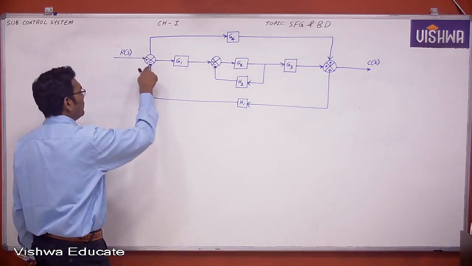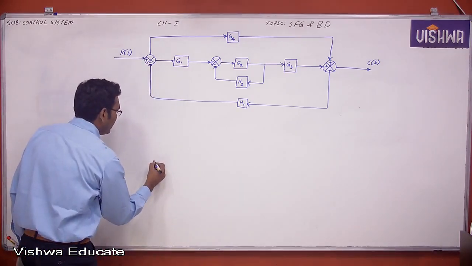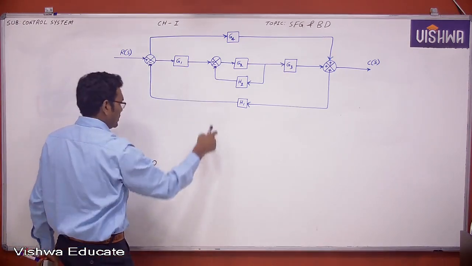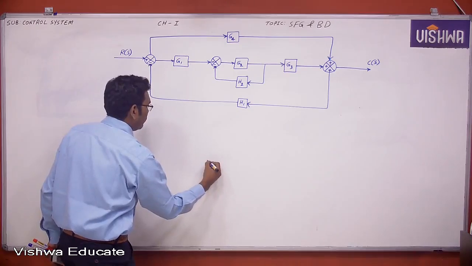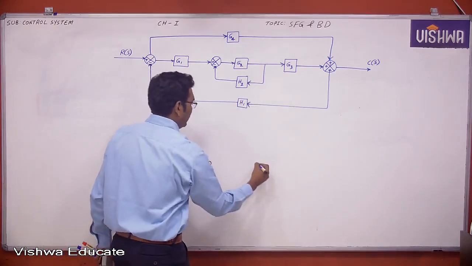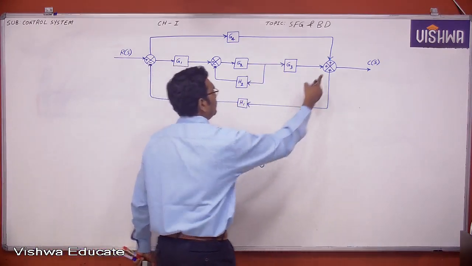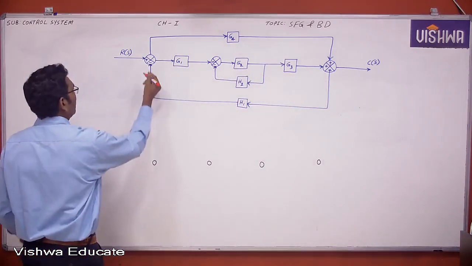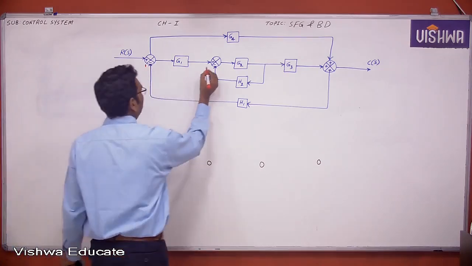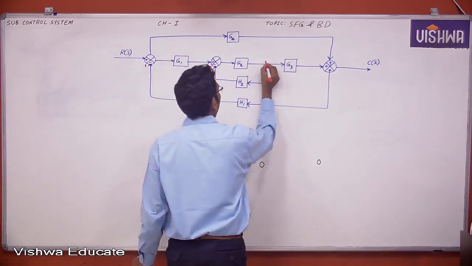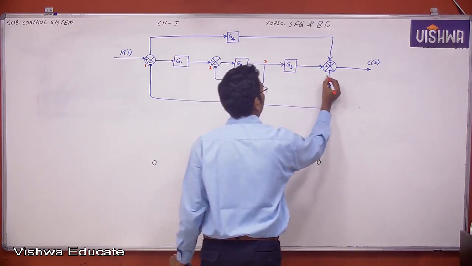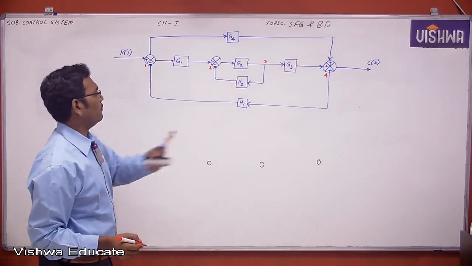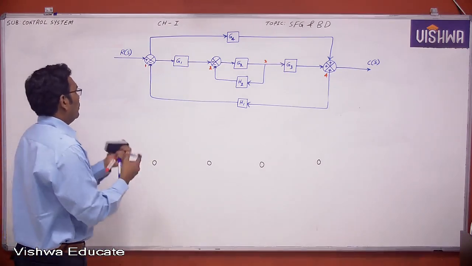Now this is one summing point. Each summing point is treated as one node. Okay, this is one summing point. This is the second summing point, another node. Branch point, another node. Summing point, another node. Again I will write here: summing point, branch point, summing point. See here, 1 2 3 4.